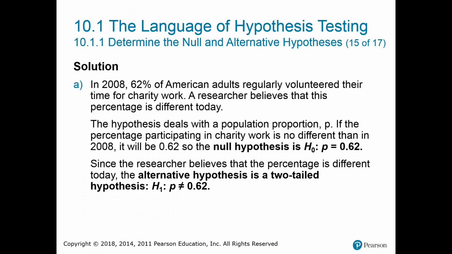Since the researcher believes that the percentage is different today, the alternative hypothesis is a two-tailed hypothesis, meaning that our population proportion does not equal 0.62. When it states that there's basically some difference and it doesn't say greater than or less than, it means it could be more than, it could be less than, and that's why we're calling it two-tailed.